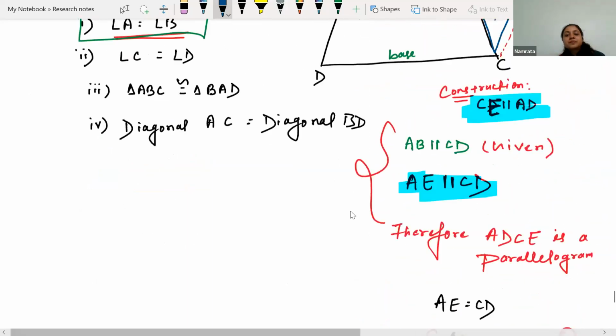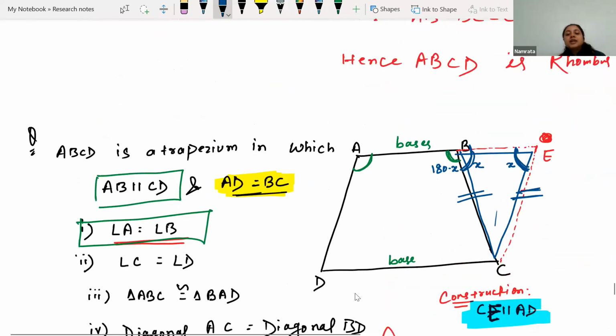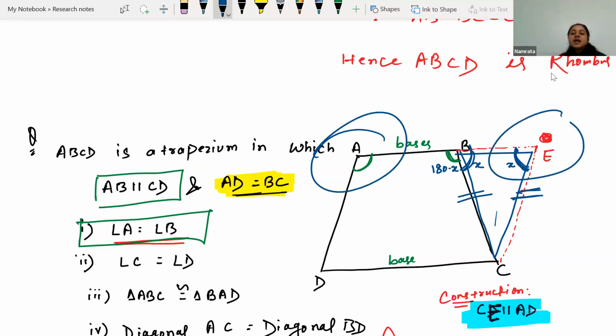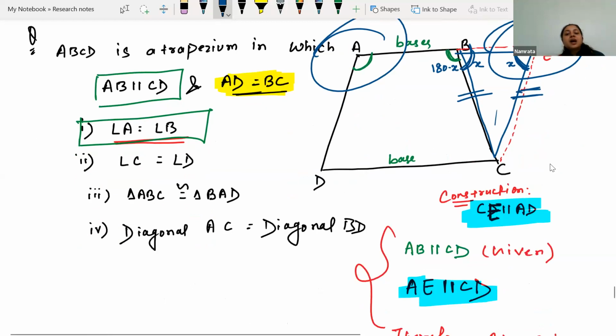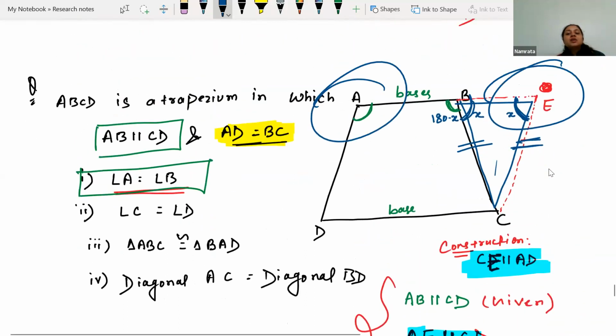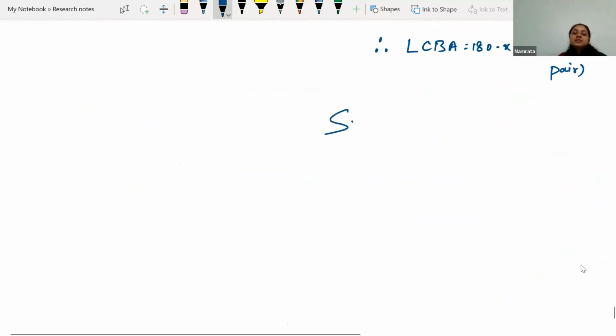Next, if ADCE is a parallelogram, then can we say sum of this angle and this angle has to be supplementary? Adjacent angles are supplementary with each other, or you can say angles on the same side. So angle A and angle E are supplementary, since ADCE is a parallelogram. So if angle E is X, angle A will be 180 minus X. Yes or no? Yes, ma'am. Let's write it.